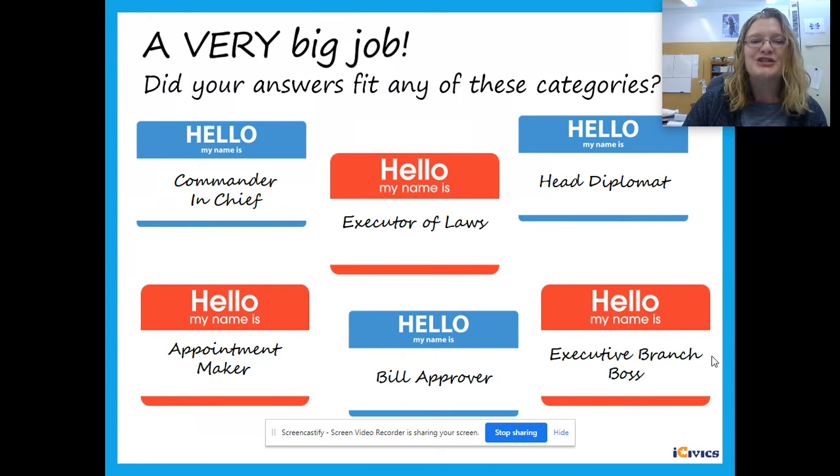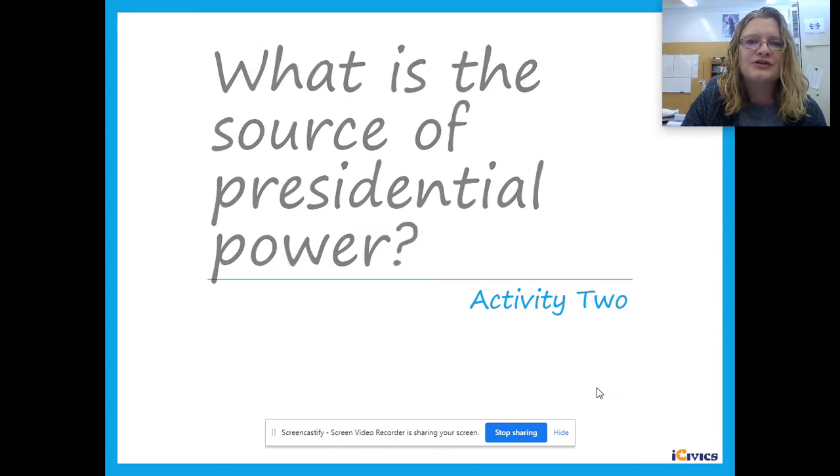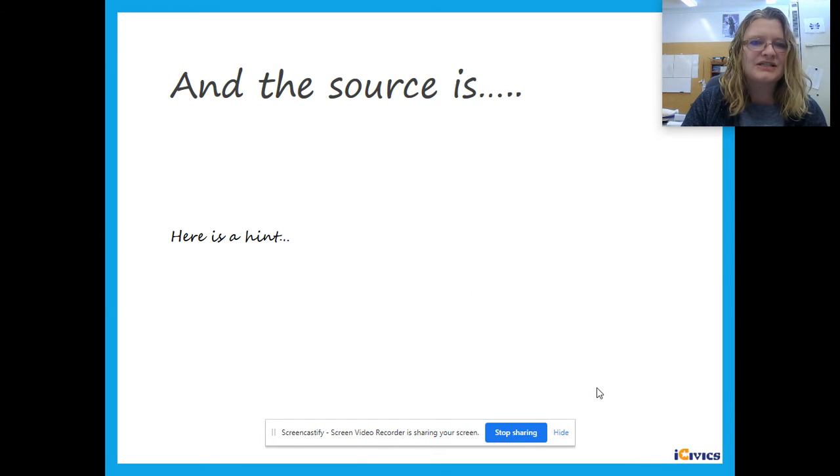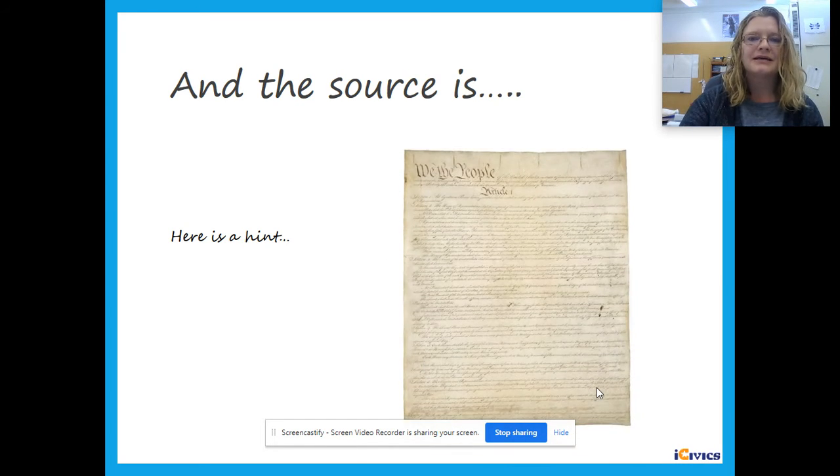He is the commander-in-chief, the executor of laws, the head diplomat, appointment maker, bill approver, and executive branch boss. Now, what do all of those mean? Let's talk about it. First of all, how do we know the president does these things? Just to give you a hint, and you can shout out, what is this? It's the Constitution of the United States.